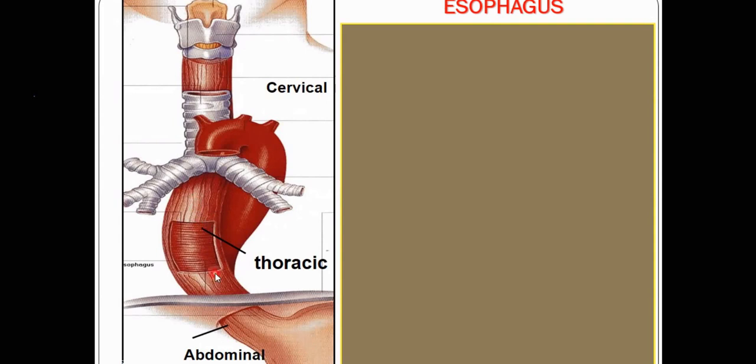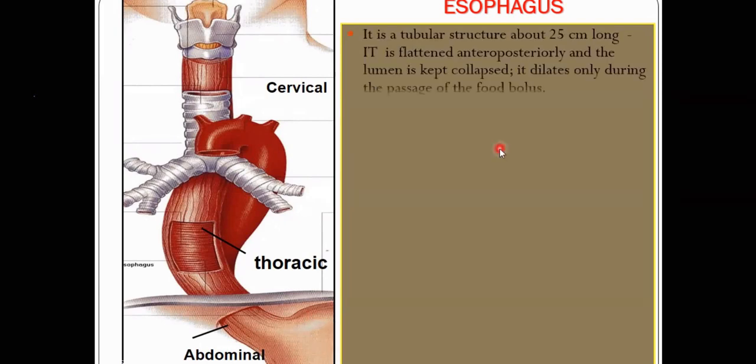And it has to cross a partition called the diaphragm, which is the partition between thorax and abdomen. It crosses from here and continues as a dilated portion called the stomach. So it is a tubular structure, 25 centimeters long. It is flattened anteroposteriorly because its lumen is kept collapsed. It only dilates when food is passed through it.